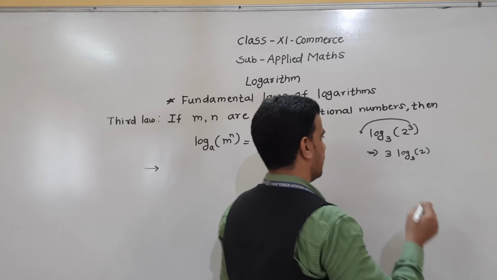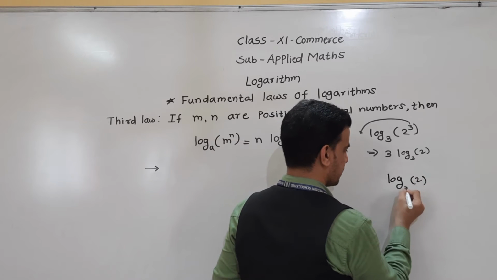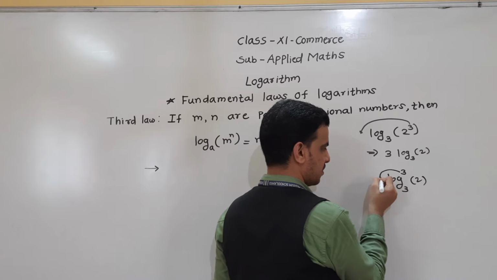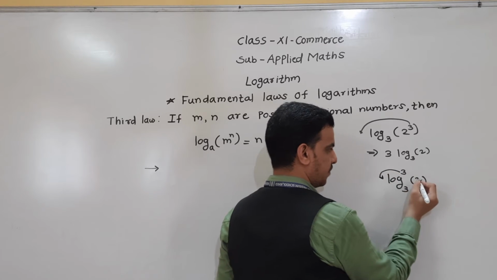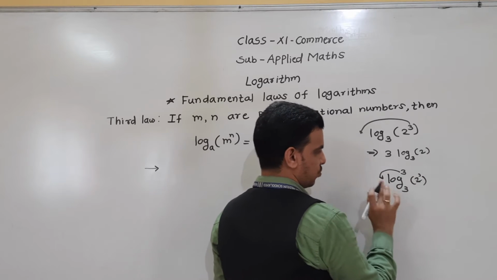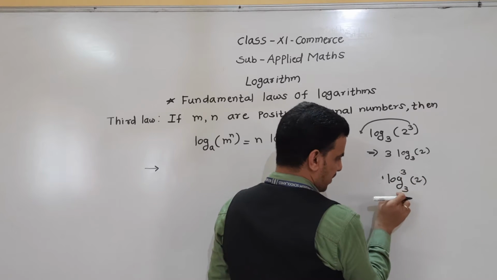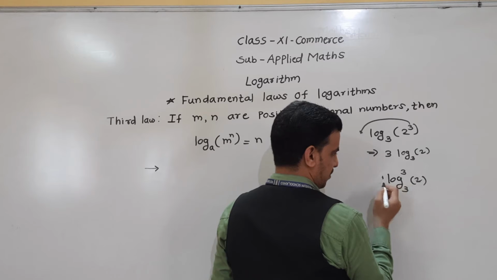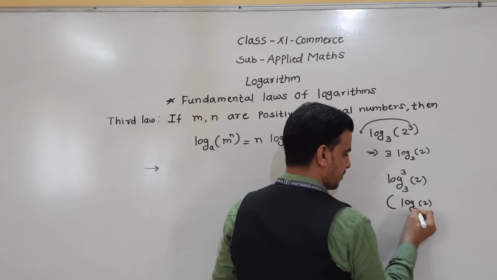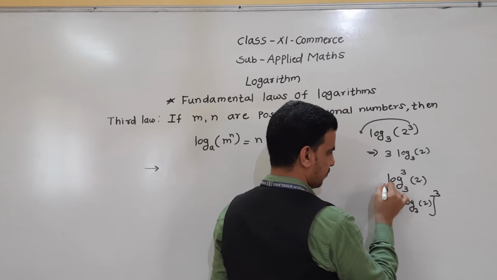But if it is log of 2 to the base 3 and here it is a power, then we can't take this as a coefficient. Meaning of this is log of 2 to the base 3, bracket cube. So this and this is different.